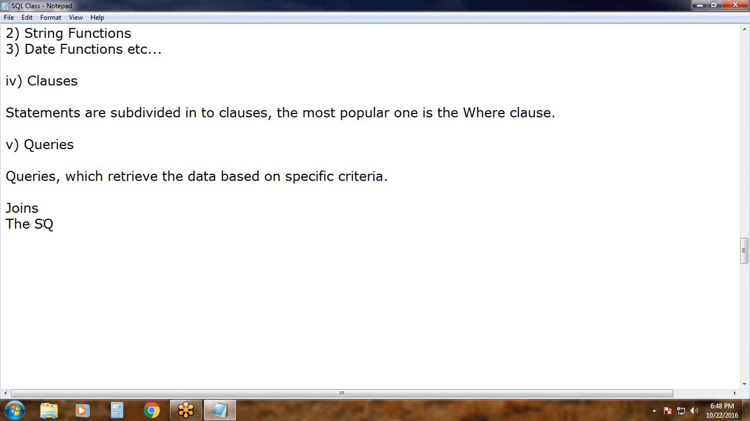See, the SQL joins. What is this join? Joins clause. The SQL joins clause is used to combine records from two or more tables in a database.